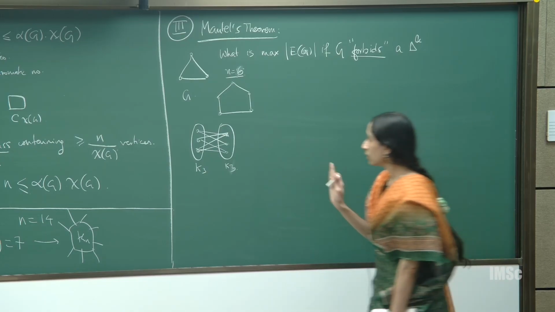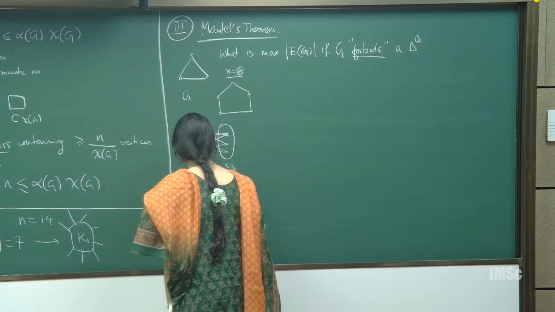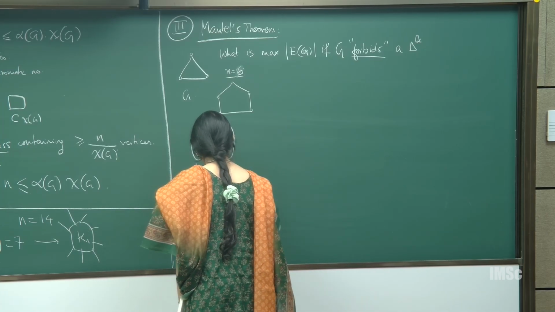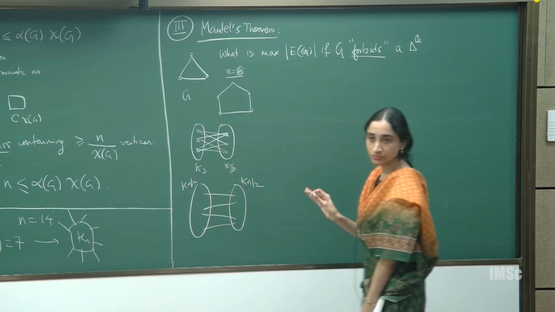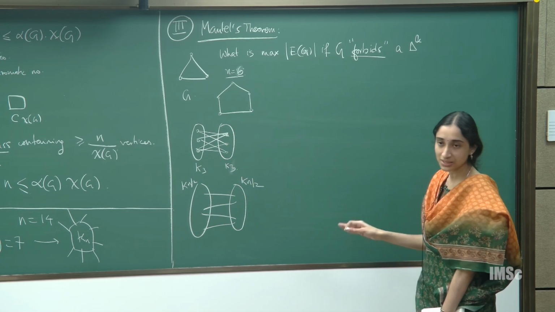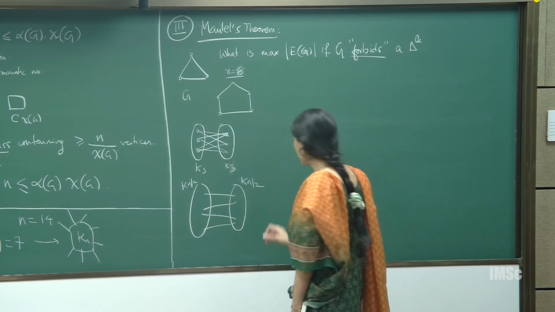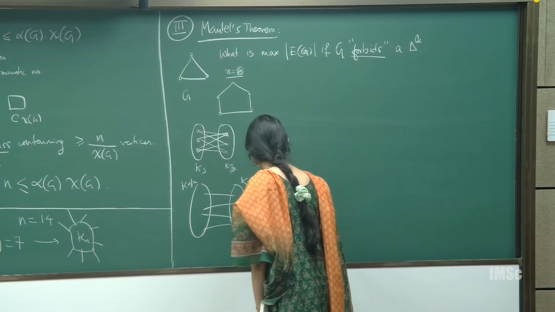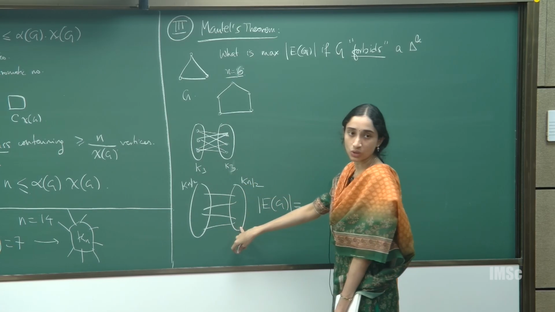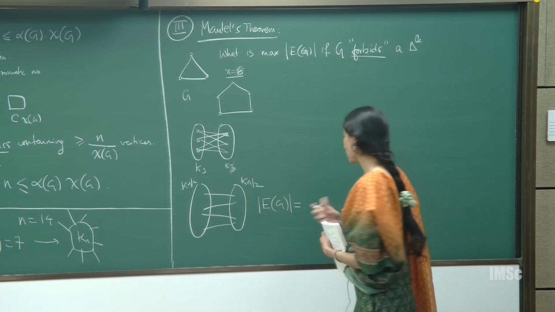So if I take n, I can take this K(n/2), and another K(n/2) here, right? And put all edges across. This does not have a triangle because bipartite graphs can't have odd cycles. It's no longer bipartite if there were a triangle, right? So what is the number of edges in this graph? Every vertex has n by 2 neighbors, there are n by 2 vertices, right? n square by 4.